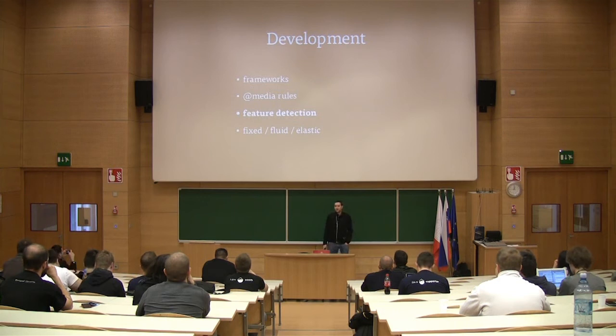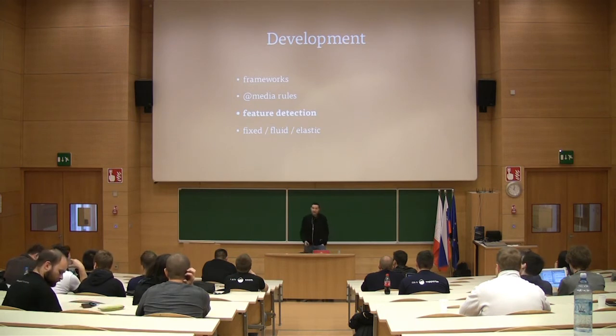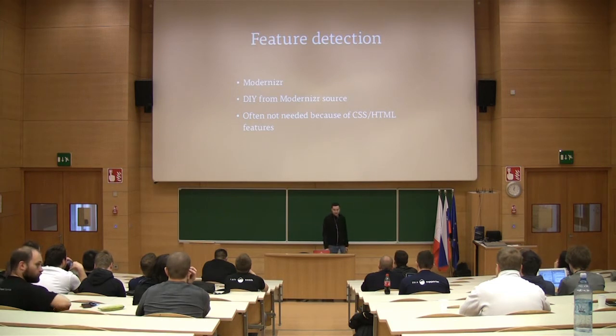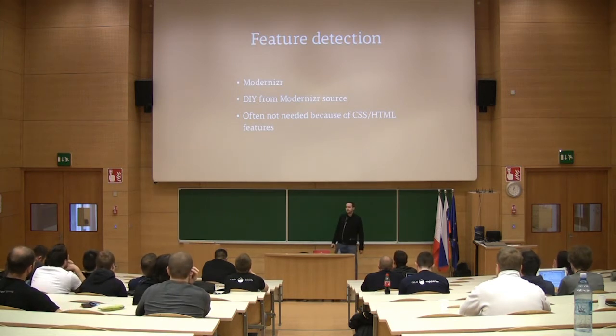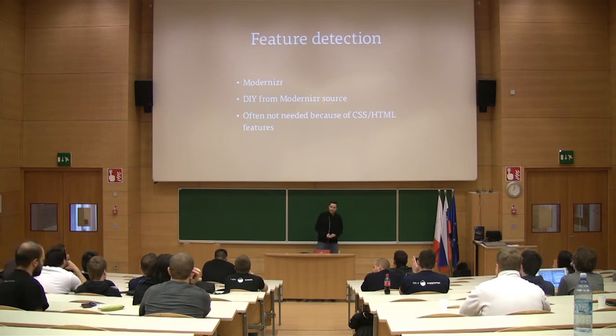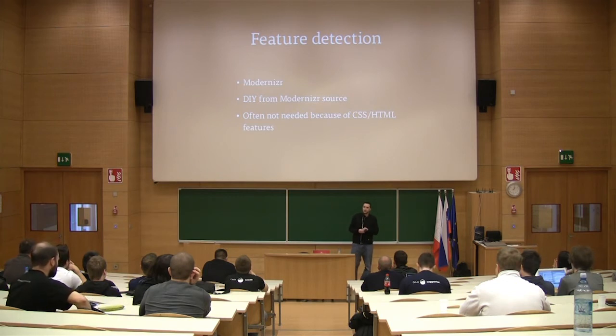So as I was saying with the background size thingy, you can do feature detection. Feature detection, basically there's one really good solution for this. It's called Modernizr. Anybody knows Modernizr? Yeah, all right. So it's basically a library that will give you options to test for all sorts of browser features, CSS, HTML, JavaScript, stuff like that.